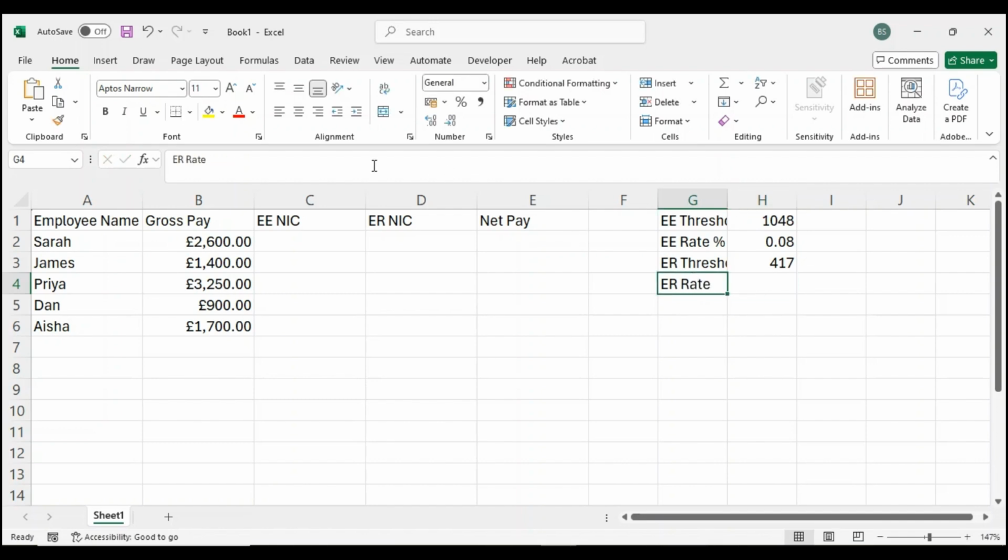These are the monthly thresholds and the rates for the 2025-2026 tax year. The employer rate is now 15%.